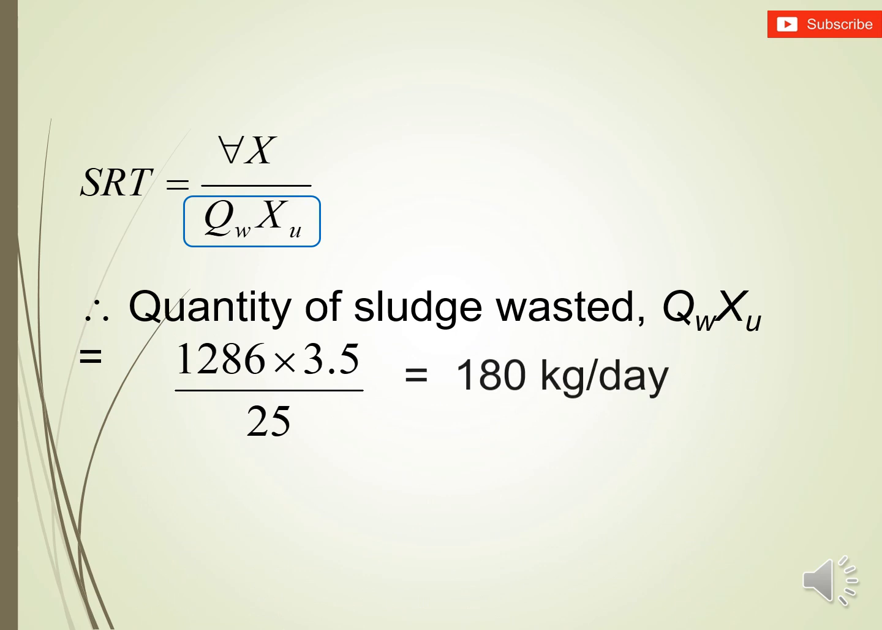So QWXU, the quantity of sludge wasted per day, equals Vx over SRT, 1,286 times 3.5 over 25. 25 is the SRT, so it equals 180 kilogram per day. So this is the amount of sludge wasted per day. You can see it's a low amount compared to any conventional activated sludge system.